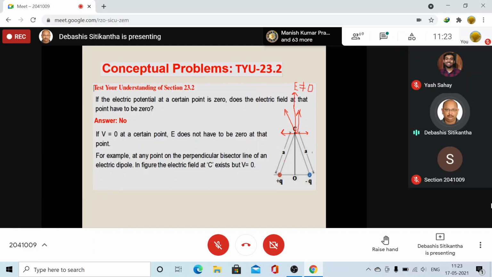Okay. So thank you, Sai. You have answered it correctly. Only little modification was required. Now, please remember this type of question usually comes in the exam.